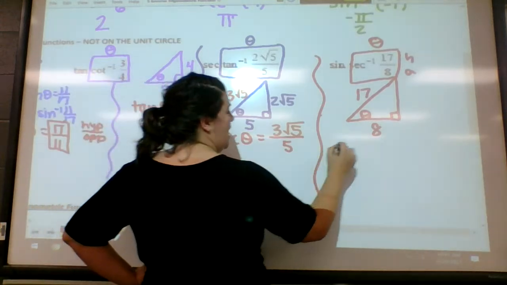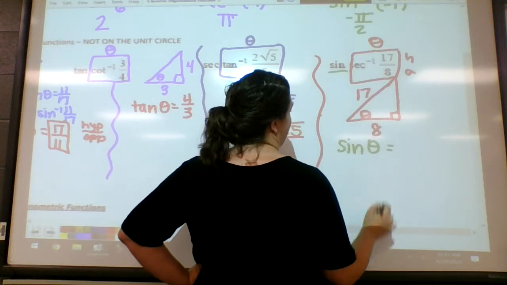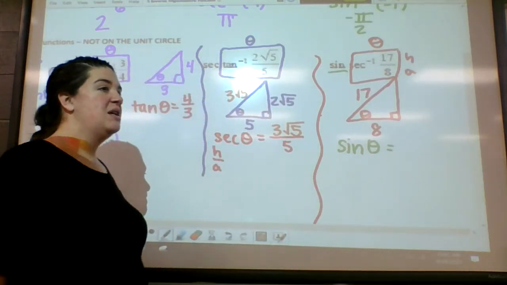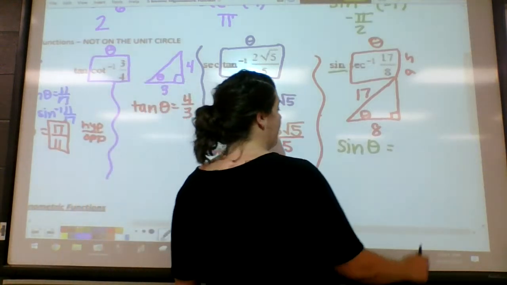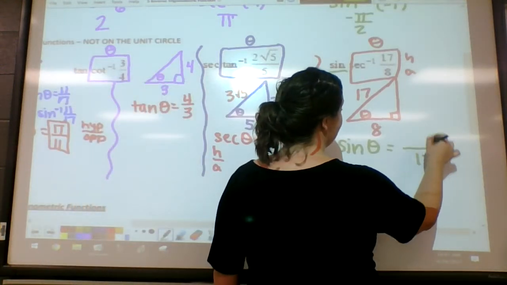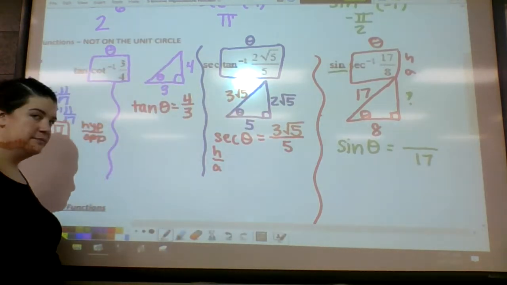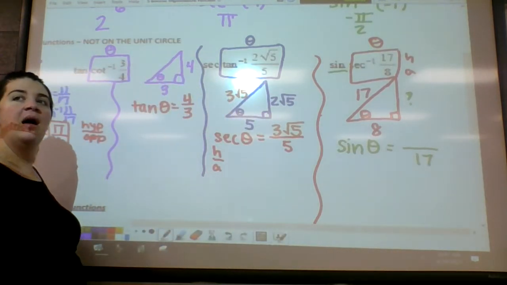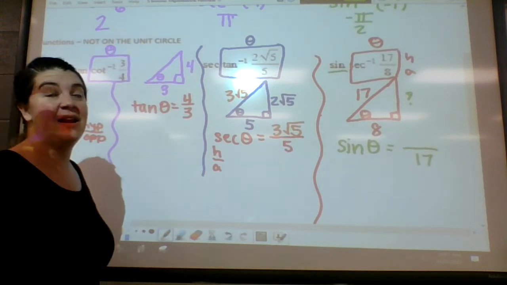And you have to say what the sine of theta is equal to. So what's the sine of theta? Sine is opposite over hypotenuse, so it's over 17, but we don't know the opposite. So, anybody know the opposite?